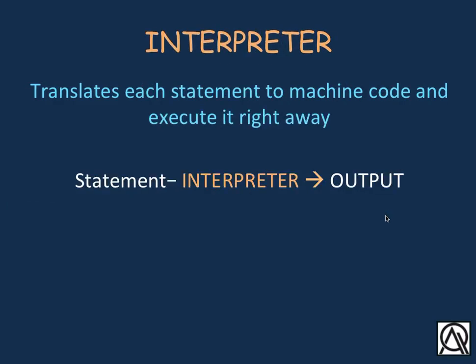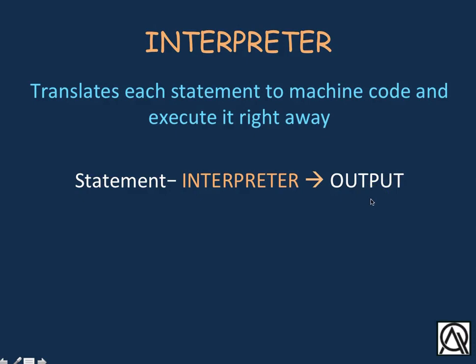Now let's look at the interpreter. An interpreter translates each statement into machine code and executes it right away. So it will not translate the whole program. It translates one statement at a time. And we have something like this. We have a statement from a program. The interpreter will translate it to machine code, and then it will execute it, so we will see the output.